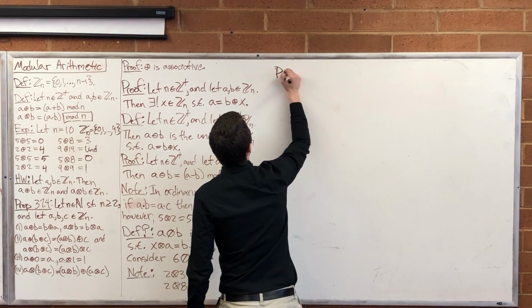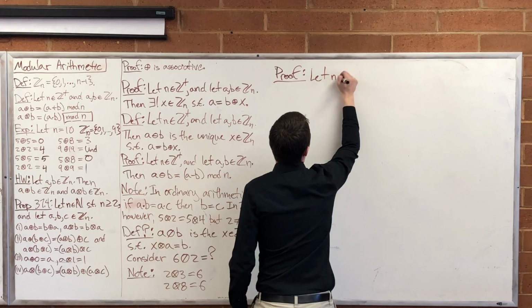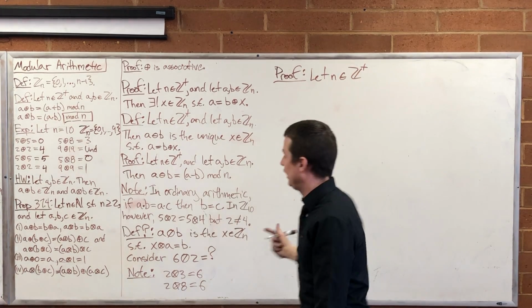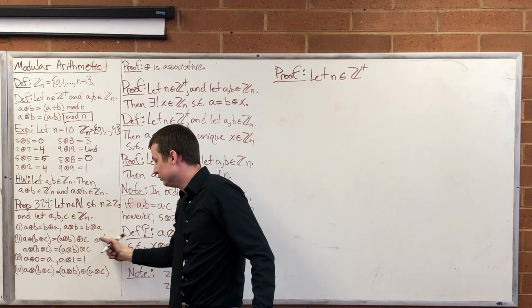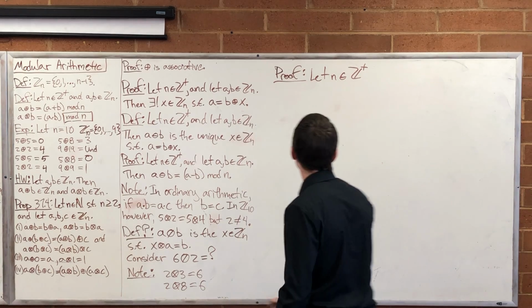So, proof. Let n be some positive integer. In this case, we don't need it to be greater than or equal to 2. We only need the greater than or equal to 2 for referencing 0 and 1. So we can just say some positive integer.